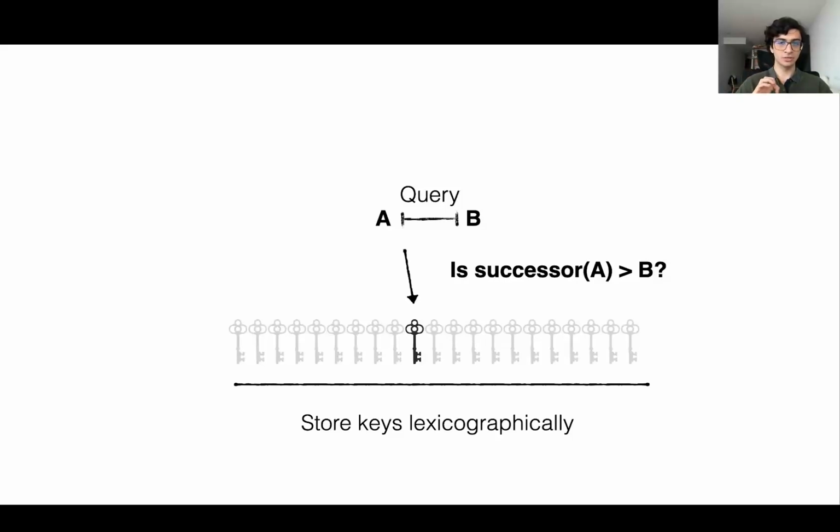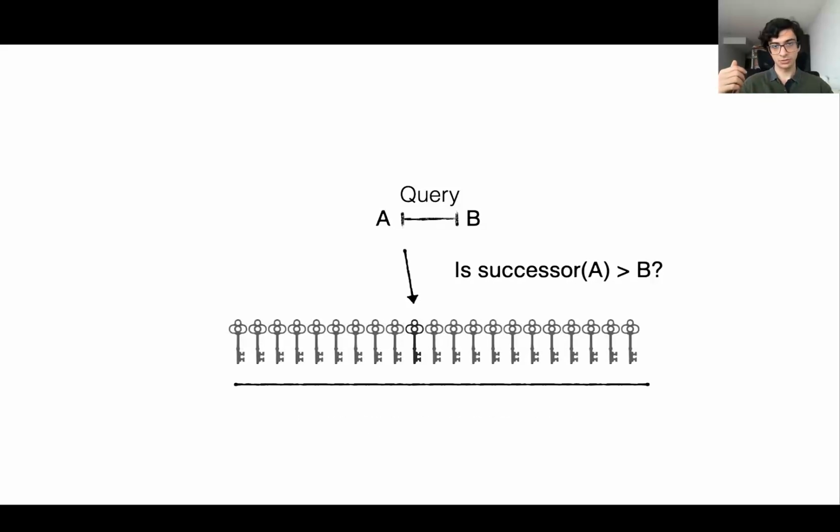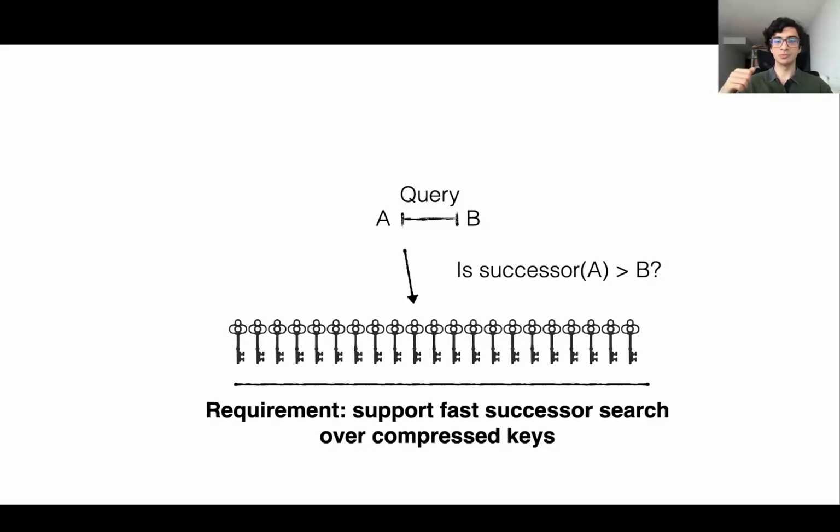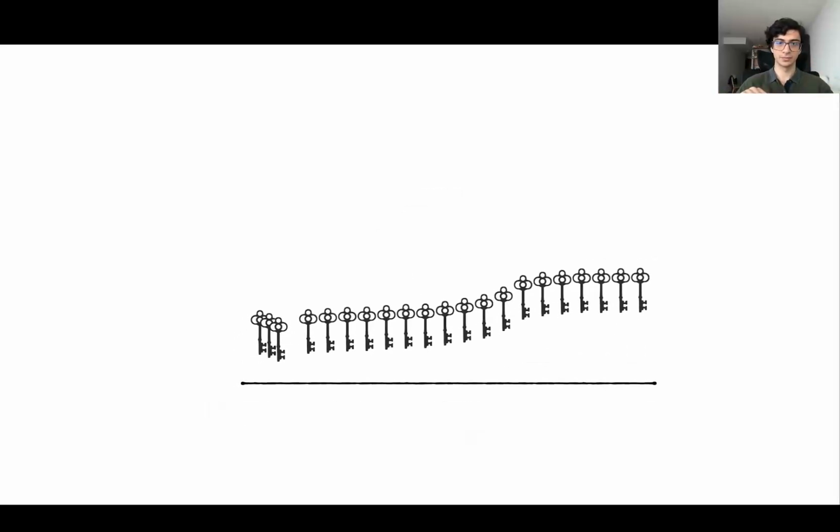By comparing the successor to the right endpoint, we have basically 2 cases. If the successor is smaller than the right endpoint, then the range query is for sure non-empty. And if the successor is larger than the right endpoint, then the range query is for sure empty. So based on the successor alone, we're able to answer the range query. The only thing that we actually require to implement this query plan is to support fast successor search over a compressed representation of our keys.